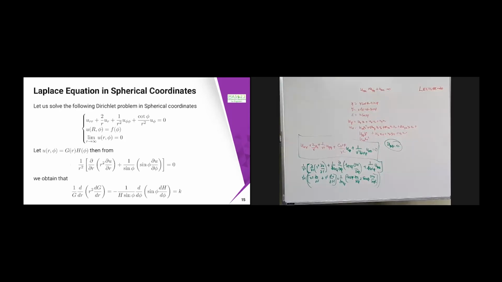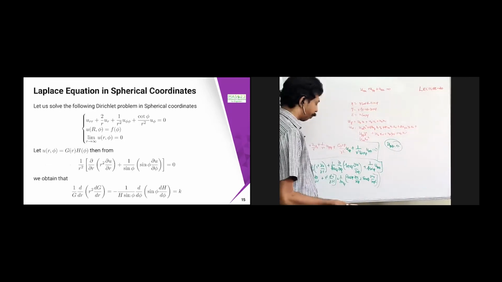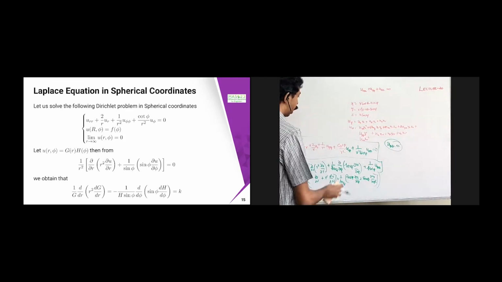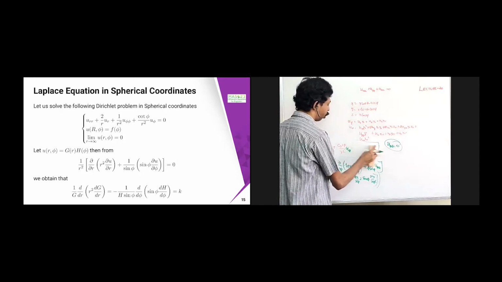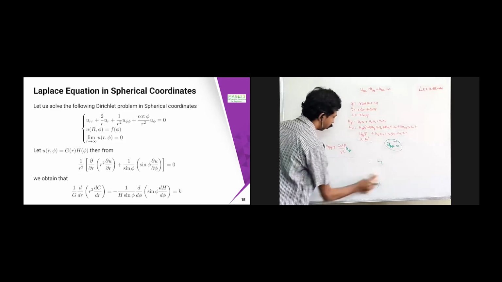Okay, so let us solve this problem. What we are going to solve is that we are going to solve. So this term I'm going to forget. Okay, this term is going to vanish. So I'm just going to assume that is 0. So this is the equation I'm going to solve.